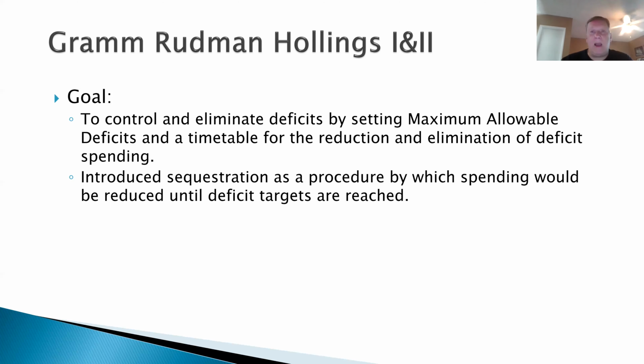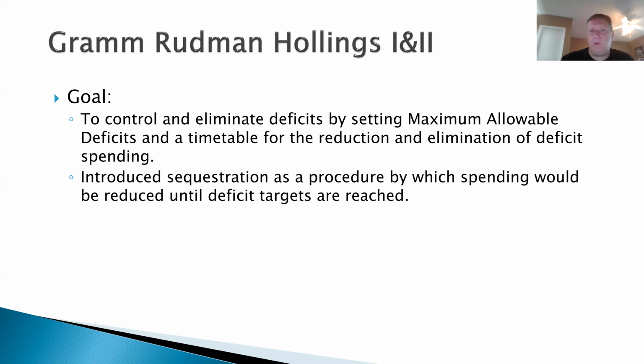And there are some very popular programs, electorally popular programs, that a member of Congress is going to have to cut in order to sequester those funds to get down to the deficit target. So the hope was no one would want to go into the world of sequestration. Well, that wasn't true. Congress continued to exceed their deficit targets. We would go into sequestration.